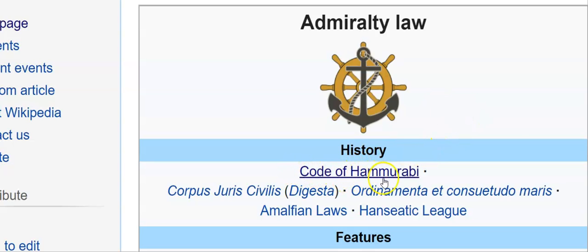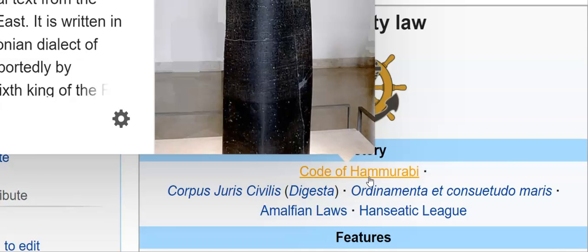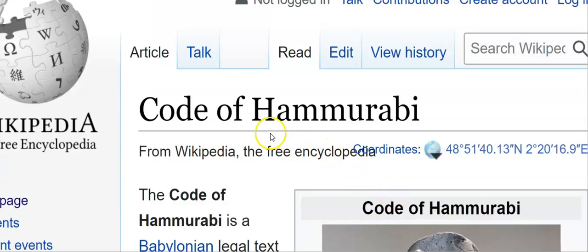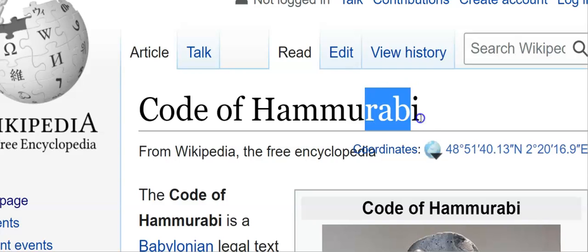But here, as you see, the code of Hammurabi, right? Code of Hammurabi. So you got the hammer, obviously the hammer, right? The masonry, but the Ham James, right? So then the rabbi, right?